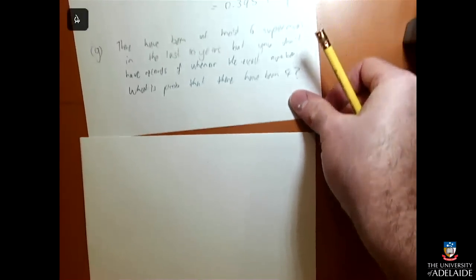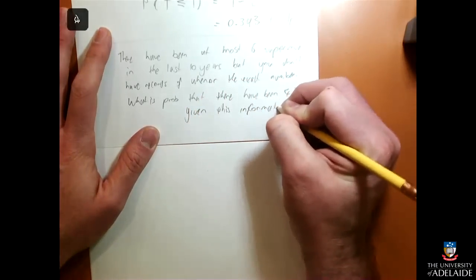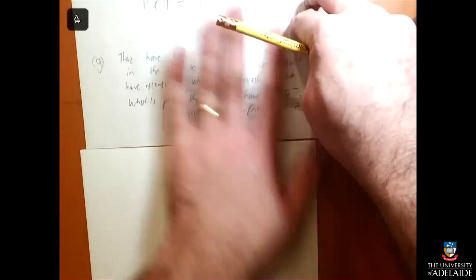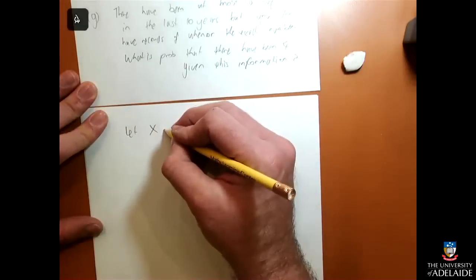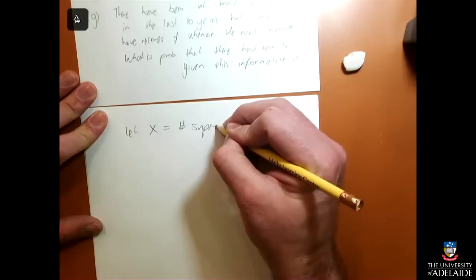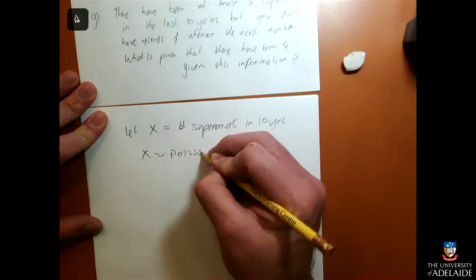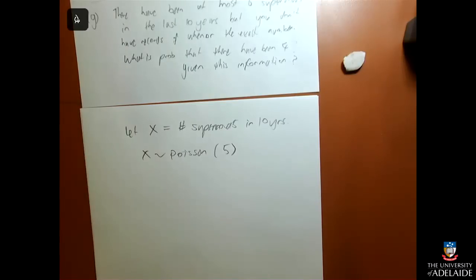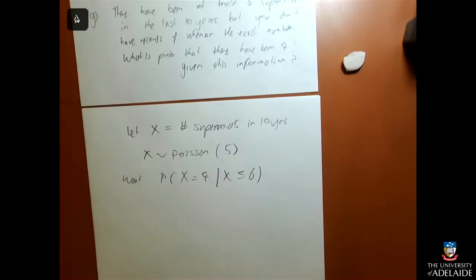So we have extra information on top of what has normally happened. It's not just the probability with a Poisson distribution that there's four, I have to take into account the fact that I know there's at most six. Let x be equal to the number of supernovas in 10 years, then x is a Poisson with mean five, because there's one every 2 years, so we expect there to be five. What I want is the probability that x is equal to 4, given that x is less than or equal to 6. And that will make a difference, because I've got two bits of information about the same time period.